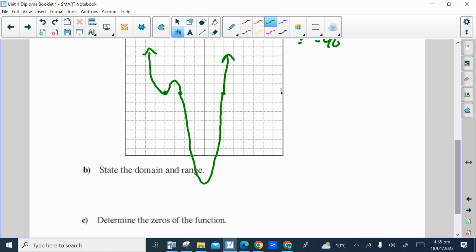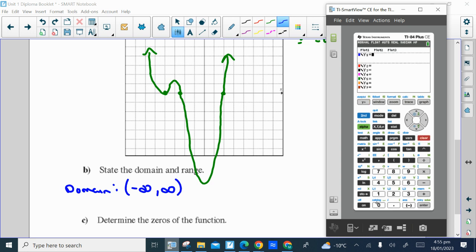For the domain, there are no restrictions. So the domain would be all real numbers, or from -infinity to +infinity. To find the range, we'd have to find the value of this minimum point. It's down here somewhere. And to do that, we will use our graphing calculator.